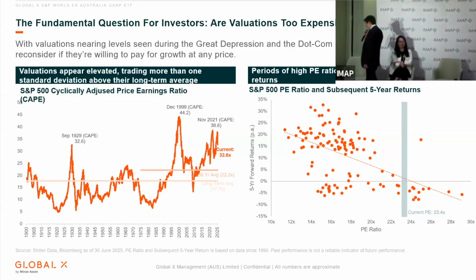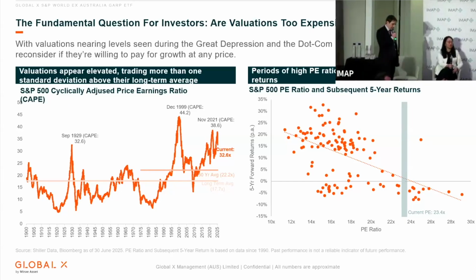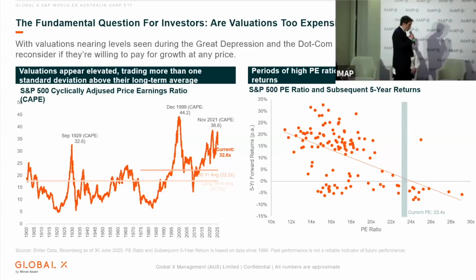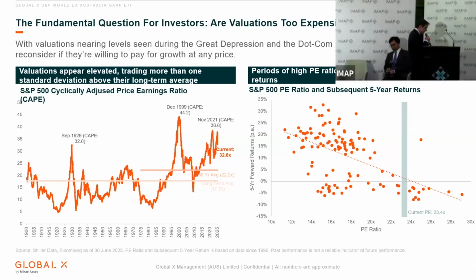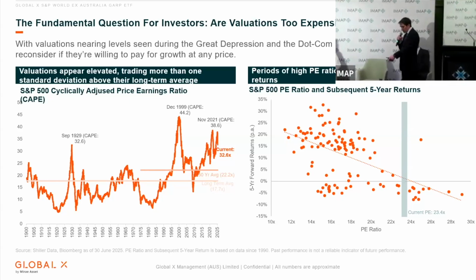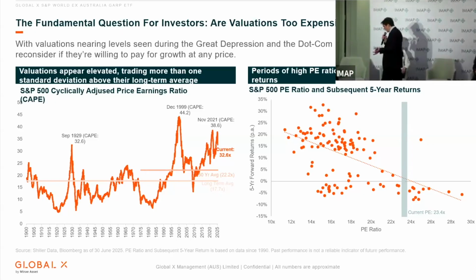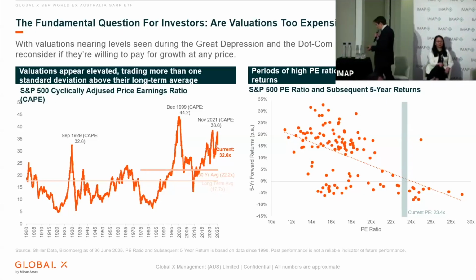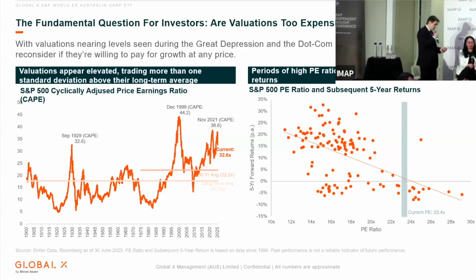If you looked at the CAPE ratio as it stands today in the US on the S&P 500, the magnitude is well above the 50-year average and well above the longer-term data, which dates back all the way to the 1900s. And okay, so this is actually a relevant slide to the right, and it basically shows that the higher the PE, so the price at which you purchase the stock, tends to be negatively correlated with 5-year future returns.